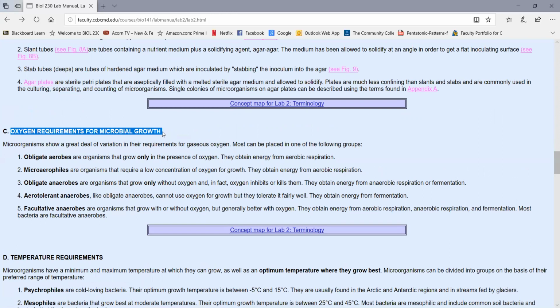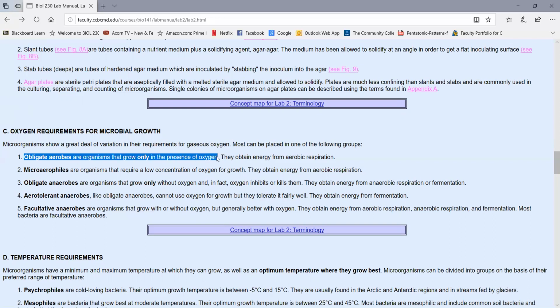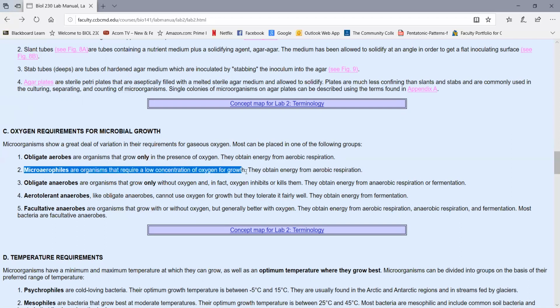Microorganisms vary greatly in their requirements for gaseous oxygen, but we can place them into one of 5 groups based on their oxygen requirements. An obligate aerobe is an organism that grows only in the presence of oxygen, and they obtain their energy from aerobic respiration, where oxygen is the final electron acceptor. Microaerophiles are organisms that require low concentrations of oxygen for growth. They don't usually grow well at higher concentrations, but they do require low concentrations, and they too obtain their energy from aerobic respiration.